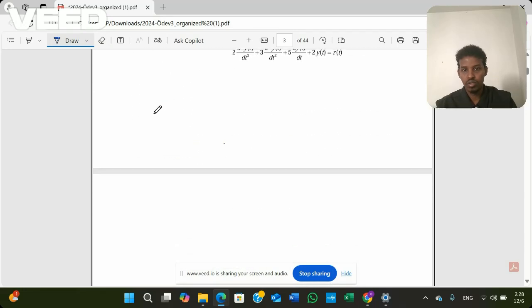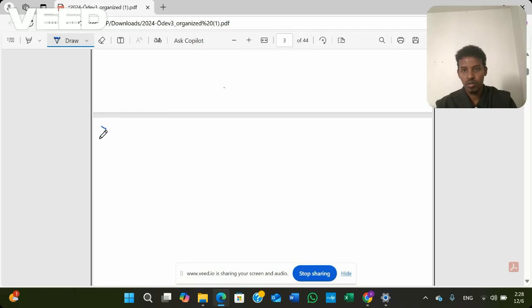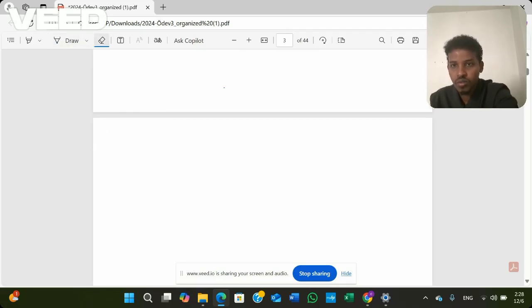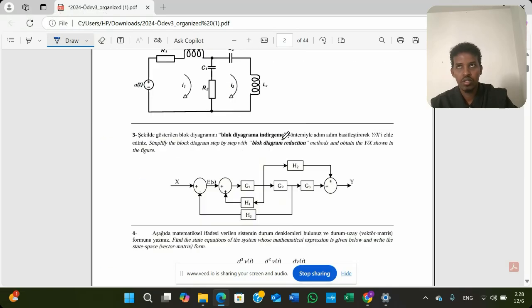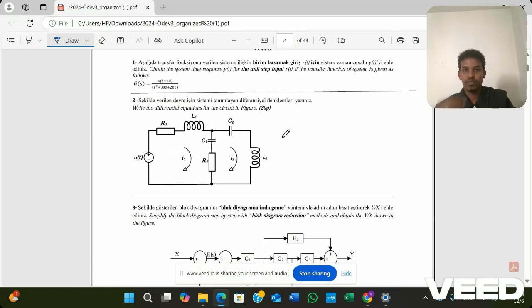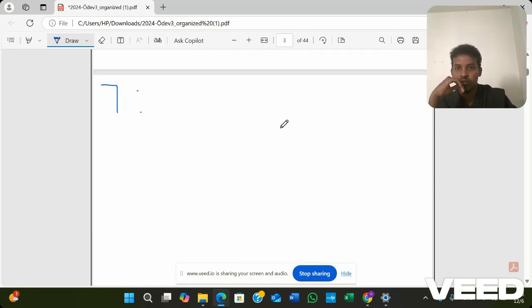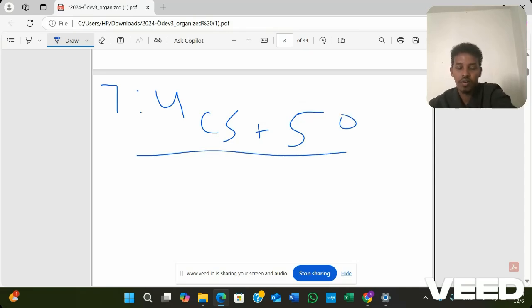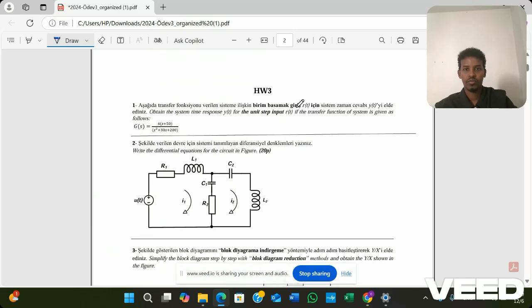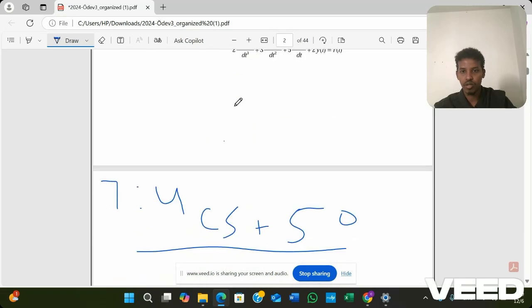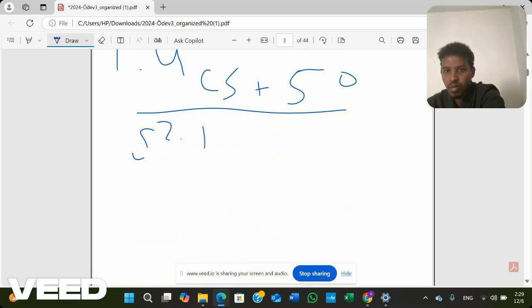Step unit input, time response. The question one is G(s) = (4s + 50) over (s squared + 30s + 200).